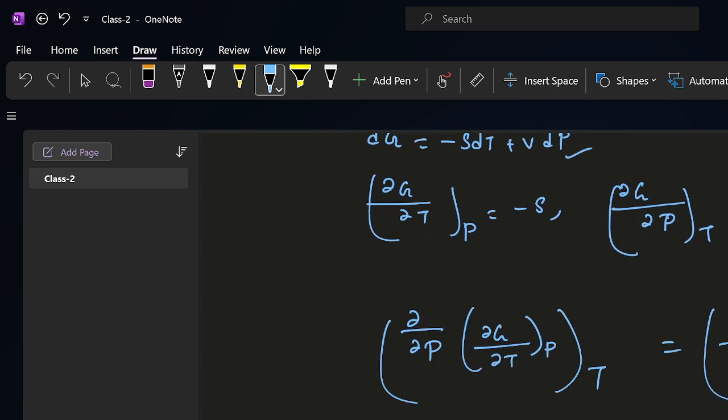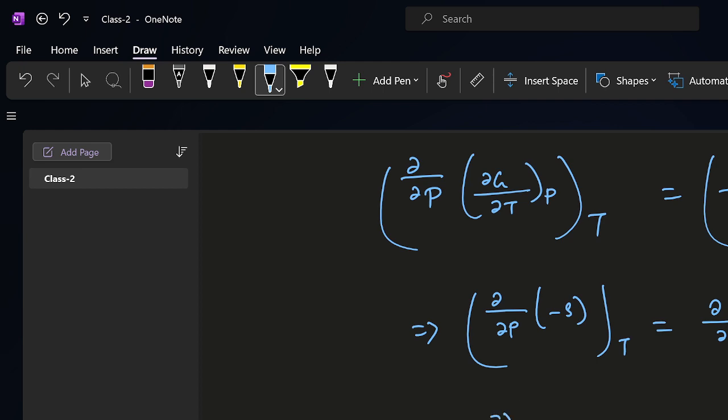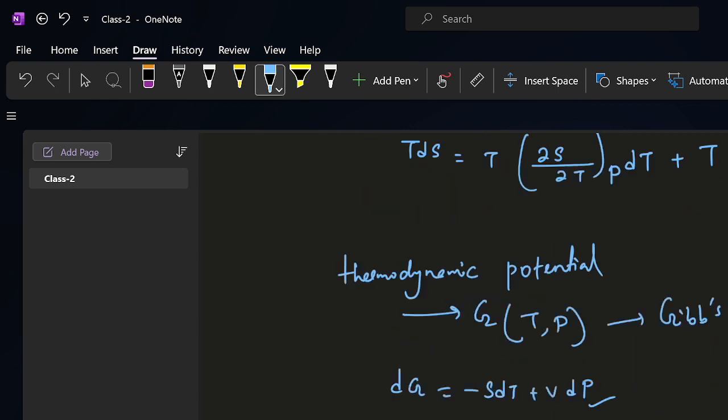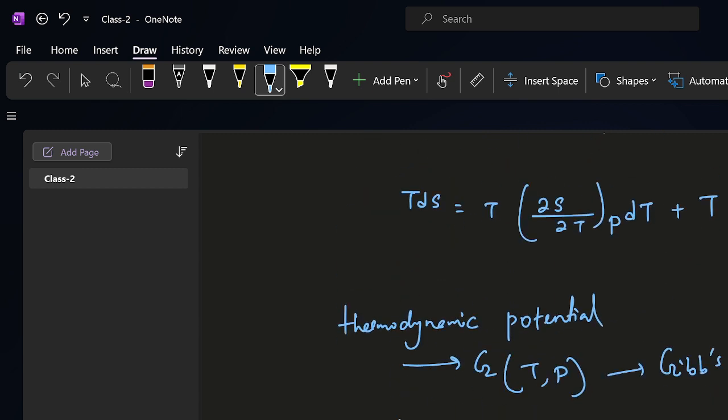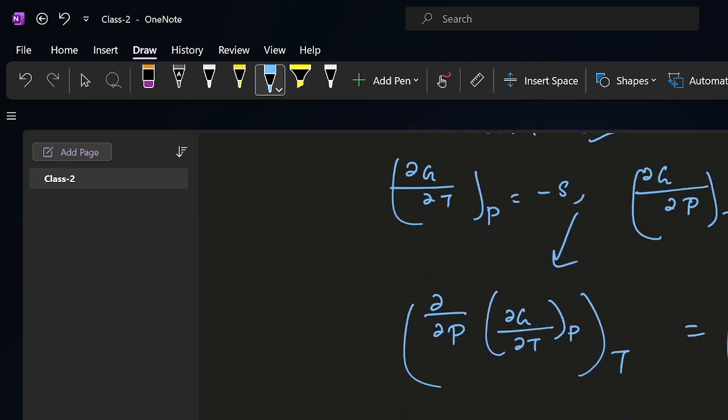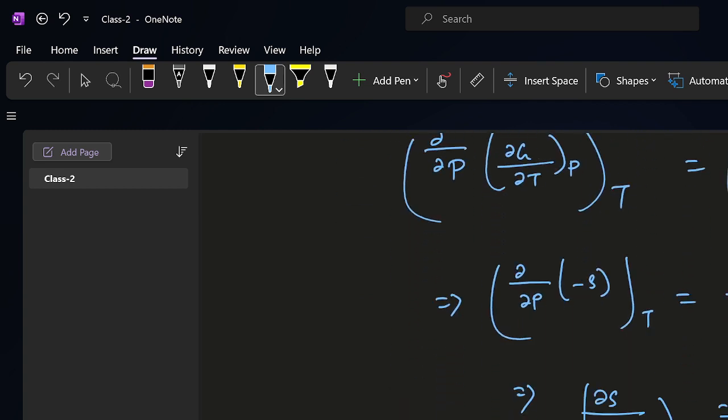Then you just replace the values, that del P of minus S at constant T equal to del T of V. Just these values have been used, right, at constant P. That means what you get is del S del P at T constant equal to minus del V del T at P constant. So this part here can be replaced by this one.